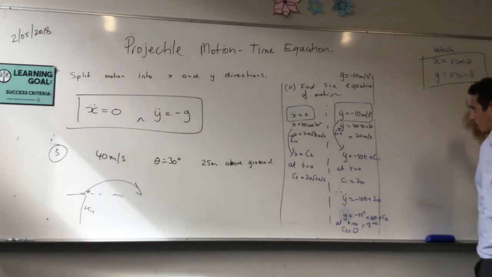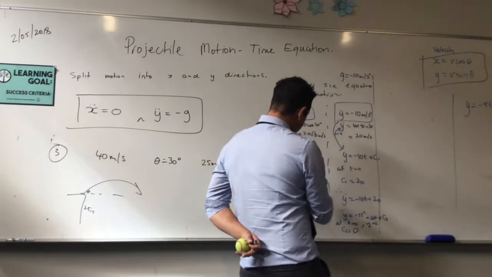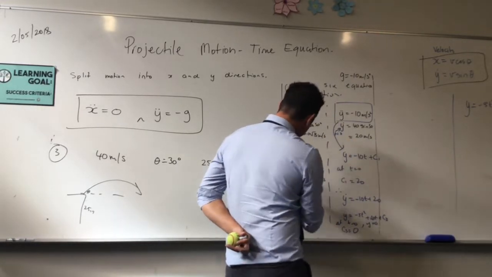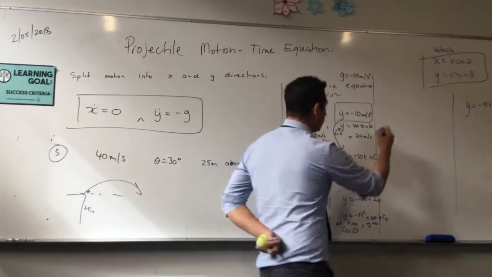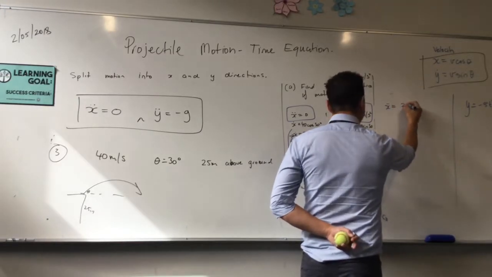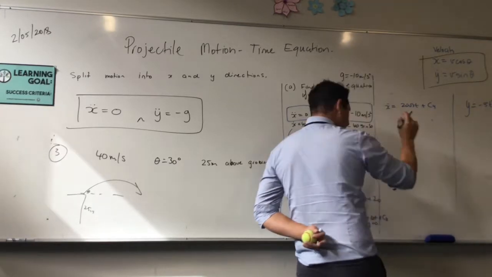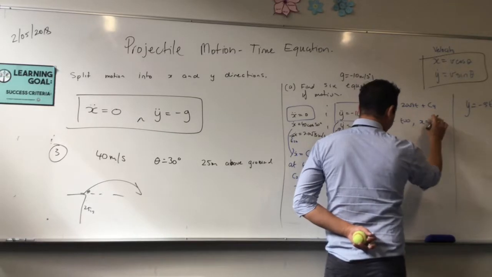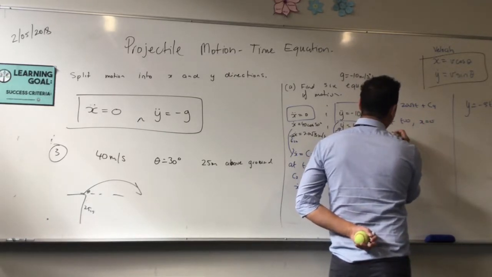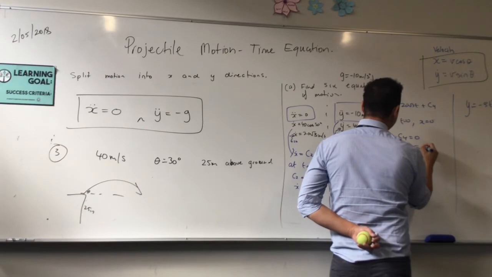So that's our Y. We've only got one more to go, and that's X. X dot equals 20 root 3, so X equals 20 root 3 t plus c4. It's the same deal: at t equals 0, X equals 0, so c4 equals 0. So X equals 20 root 3 t.